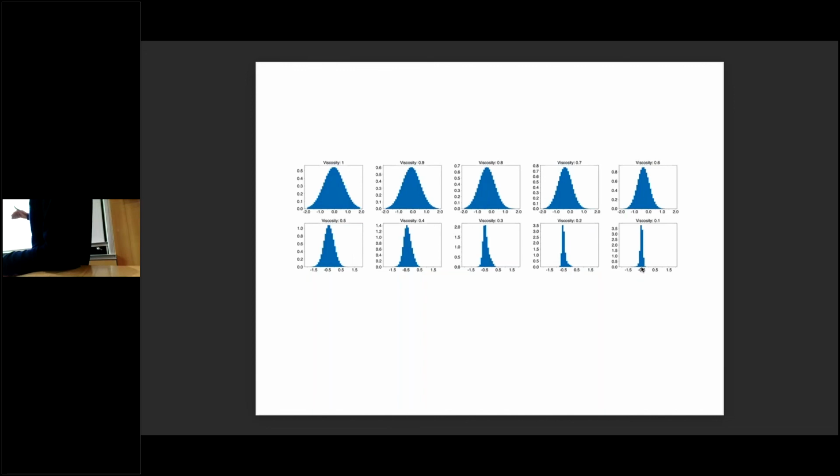So this is just a way to see that with this algorithm, you can tune progressively the viscosity, and you recover the phenomenon that I announced intuitively, that this should be the right solution.